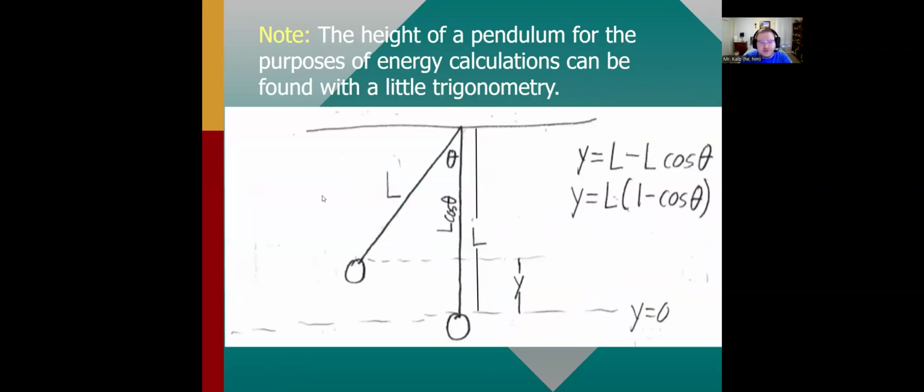Now, one thing to keep in mind, and we saw this already in our energy unit, but just a refresher, the height of a pendulum for the purposes of energy calculations can be found with a little geometry. Let's say a pendulum starts at an angle theta compared to its lowest point, that height above it. Well, this length here is L. This length right here is also L. And if we draw a right triangle over here, we can see that this segment here would be L cosine theta. So its height above its minimum height would be L minus L cosine theta, or L times 1 minus cosine theta.